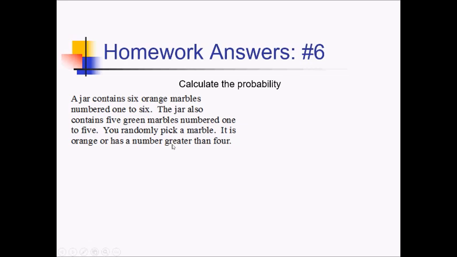But we also have to consider if there's any marbles that fall into both categories. Are there any orange marbles that have a number greater than 4? Well, they said here that the 6 orange marbles were numbered 1 to 6. So yeah, there's some orange marbles that are greater than 4, like 5 and 6. So because we have some overlap, that means we're going to have to subtract that after we add the probabilities together. So getting on with it here, we're looking for probability of orange or greater than 4.